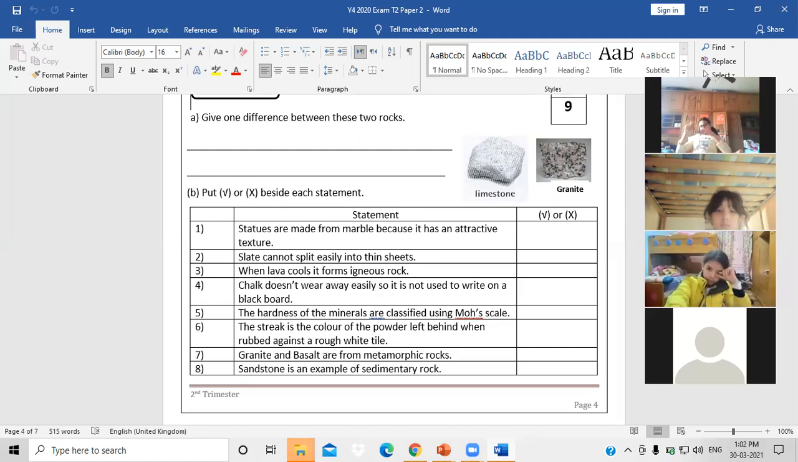Number five, the hardness of the minerals is classified using Mohs scale. True. Number six, the streak is the color of the powder left behind when rubbed against a rough white tile. True. Number seven, granite and basalt are from metamorphic rocks. False, they are igneous. Number eight, sandstone is an example of sedimentary rock. True, very good.